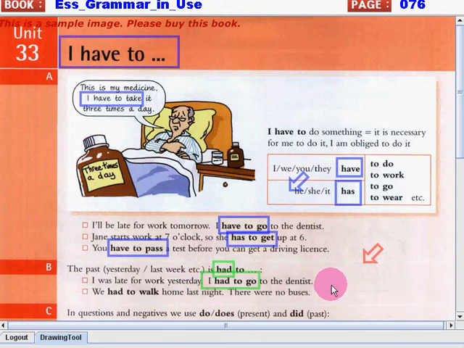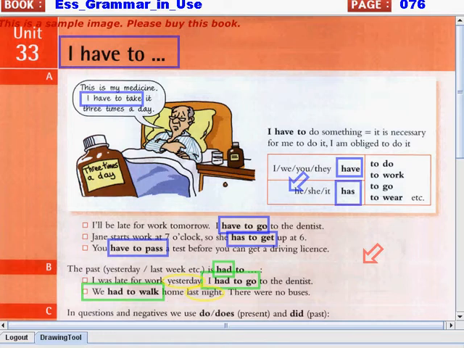Next, "We had to walk home last night. There were no buses." Again, we used "we had to walk." Why? Because this happened last night. Like in the previous sentence, we have a time expression. So, last night we had to walk. Why? Because there were no buses.